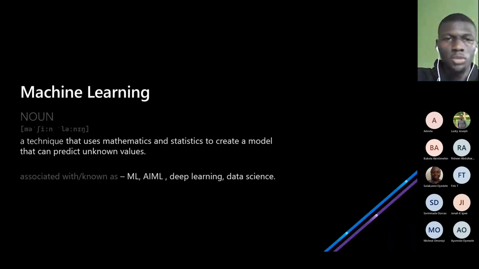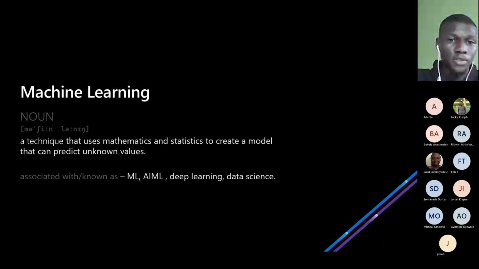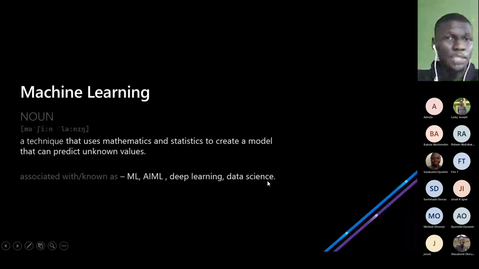You can't talk about machine learning without making reference to data. Machine learning is often associated with AI. AI is artificial intelligence, and machine learning is a subset of artificial intelligence. Then you have deep learning, which is a subset of machine learning. So that's the flow: deep learning is a subset of machine learning, and machine learning is a subset of artificial intelligence. And then we have data science. I won't call it a subset of any of those, but machine learning depends on data science.